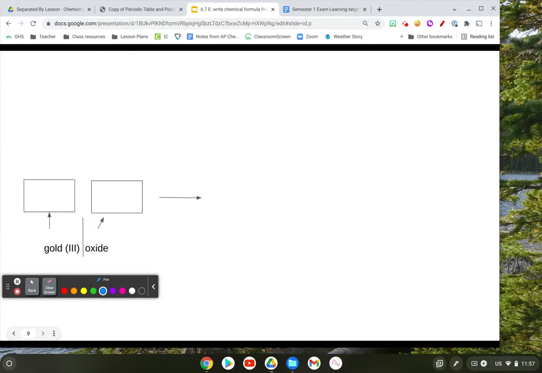Okay, so gold 3, that's telling me that this Au is gold. The 3 is telling me that it's a +3. All right, and then oxide, that's oxygen. So I have O2-. All right, so now I look at those, and again, I need to think about it as crisscrossing the numbers, think about it as what ratio gives you the same number of charges. So I have Au2O3 as I'm doing that one.